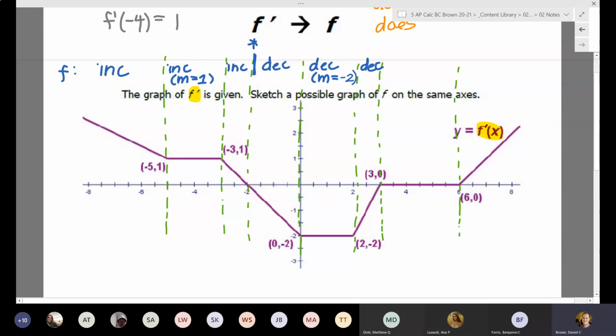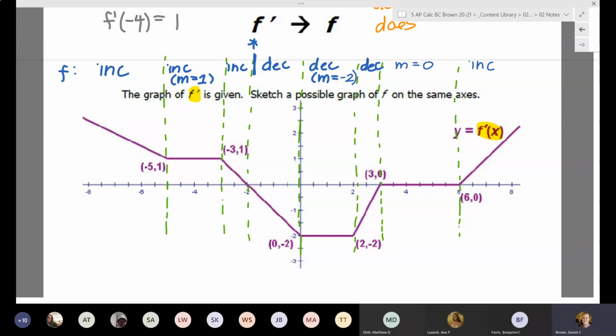The next section starting at 3 is kind of weird. It always has a slope of 0, so it's not increasing or decreasing. And then this last one is above the x-axis again, so we will be increasing. So those are kind of what the graph is doing. You can imagine, all right, it's going to start increasing, then decrease, then have this awkward slope of 0, and then increase from there.